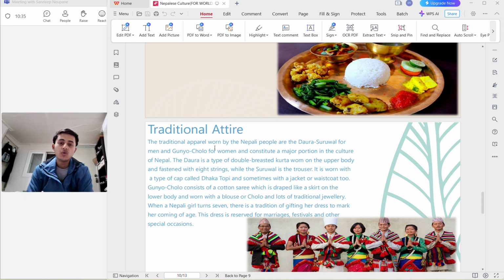Let's talk about traditional attire. The traditional attire worn by the Nepali people is the Daura Suruwal for men and Gunyo Choli for women, and they constitute a major portion of the culture of Nepal. The Daura is a type of double-breasted kurta worn on the upper body and fastened with 8 strings, while the Suruwal is the trouser. It is worn with a type of cap called Dhaka topi and sometimes with a jacket or waistcoat too. Gunyo Choli consists of a cotton sari which is draped like a skirt on the lower body and worn with a blouse or cholo and lots of traditional jewelry. When a Nepali girl turns 7, there is a tradition of gifting her a dress to mark her coming of age. The dress is reserved for marriage, festivals, and other special occasions in Nepal.